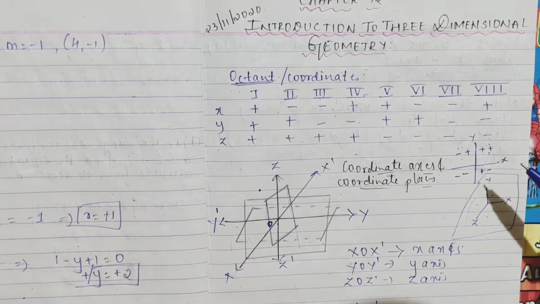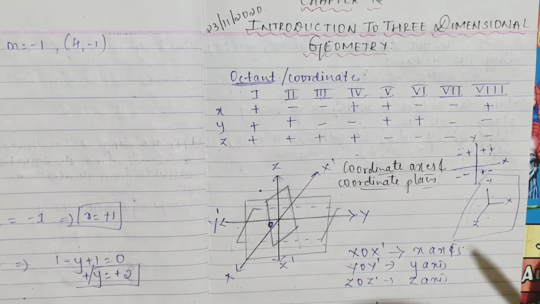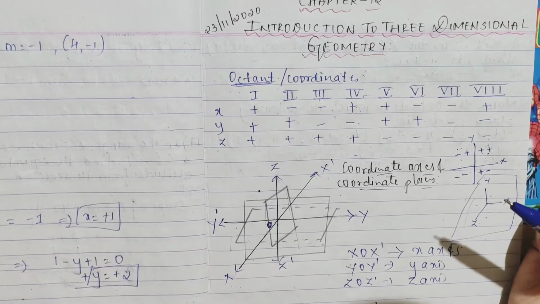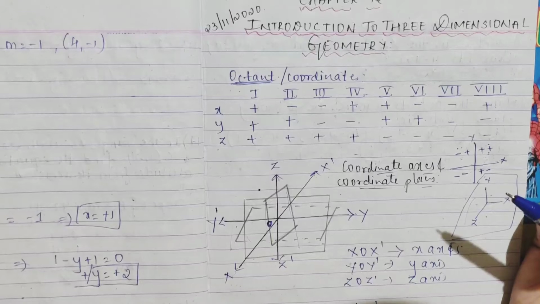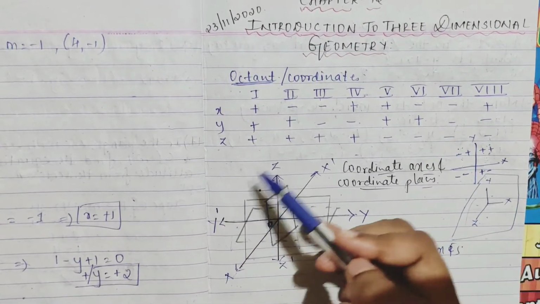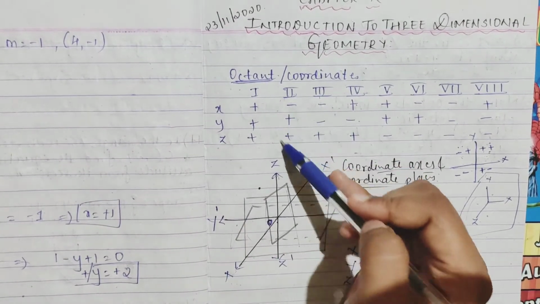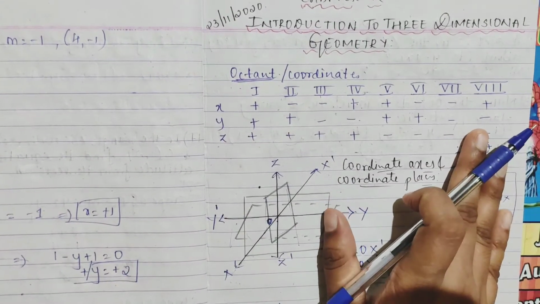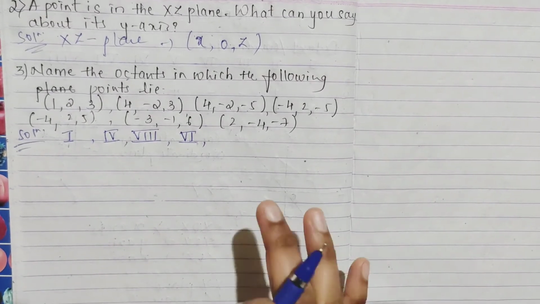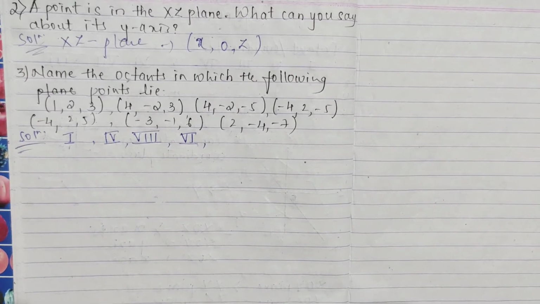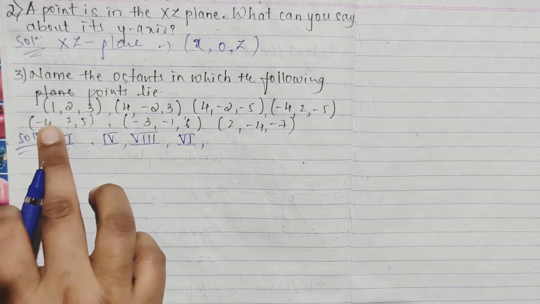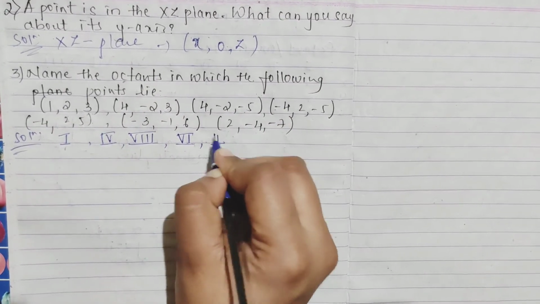Next is your -4, 2, -5. -4, 2, -5 comes under your sixth octant. Then comes -4, 2, 5. -4, 2, 5 comes under your second octant. Like this, take the question, check it and then write the answer. So you have -4, 2, -5, which comes under your sixth octant. Then comes -4, 2, 5. This comes under your second octant.